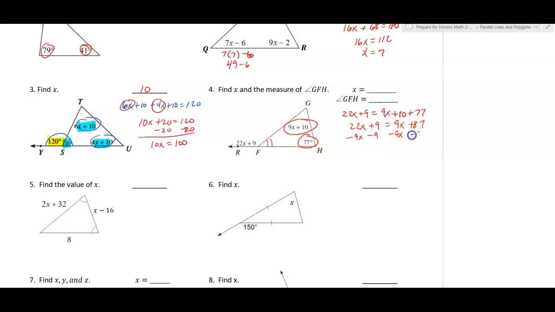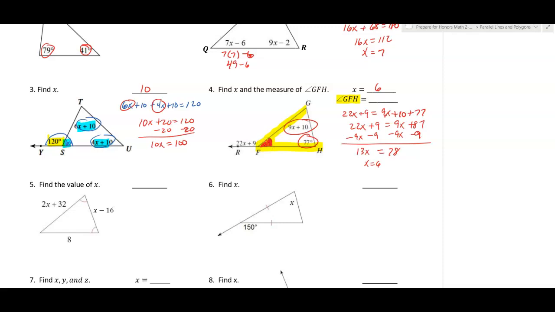Subtract 9x, subtract 9, you would get 13x equals 87 minus 9 is going to be 78. And when I divide by 13, x is equal to 6. Now, they're asking for, in addition to this, angle GFH. If I trace that angle, GFH, that's this angle here.